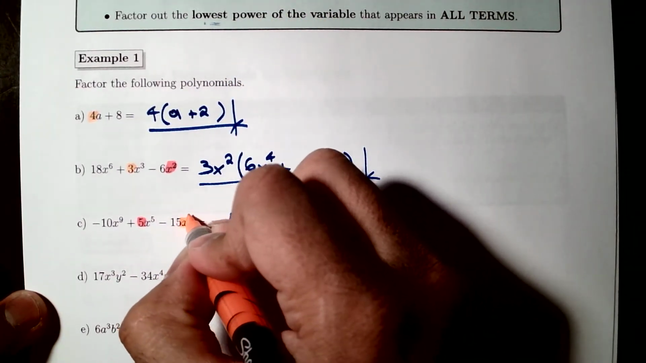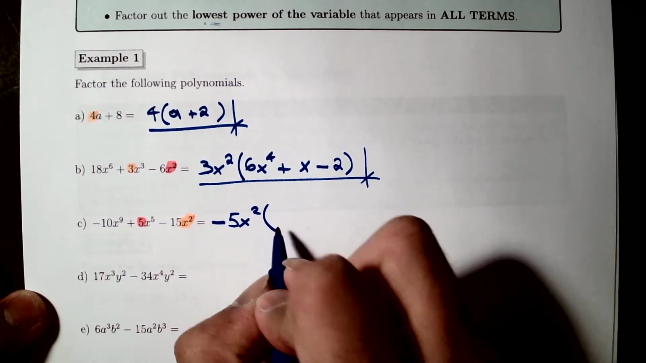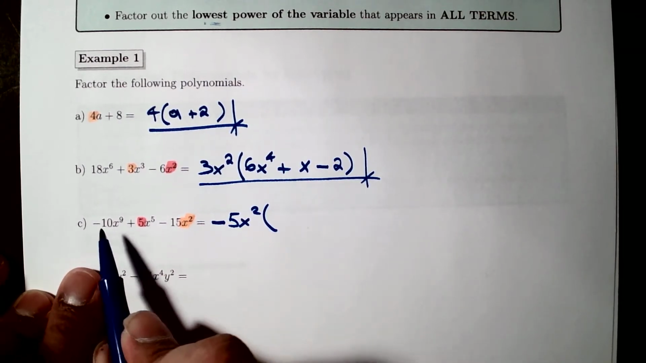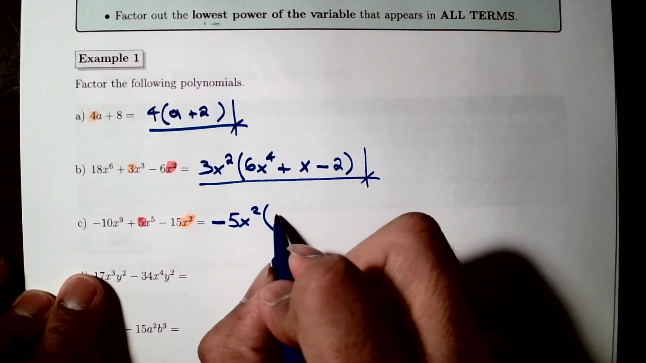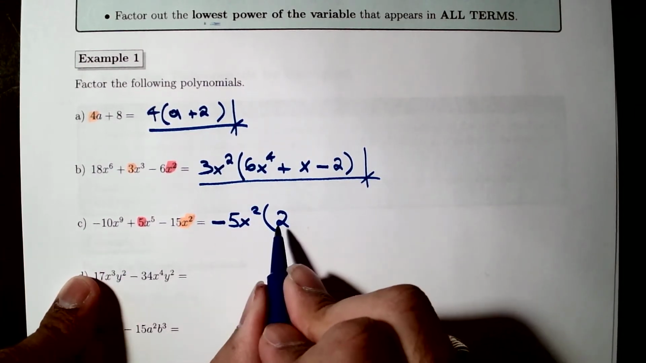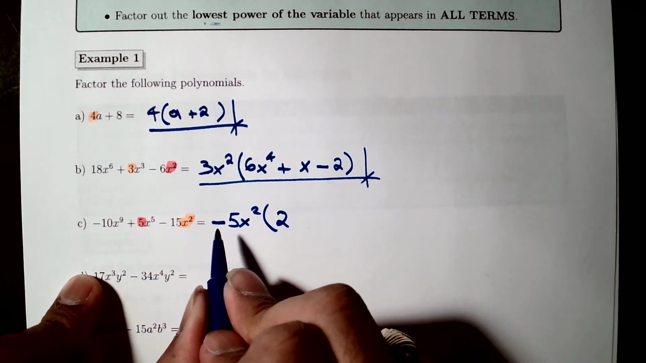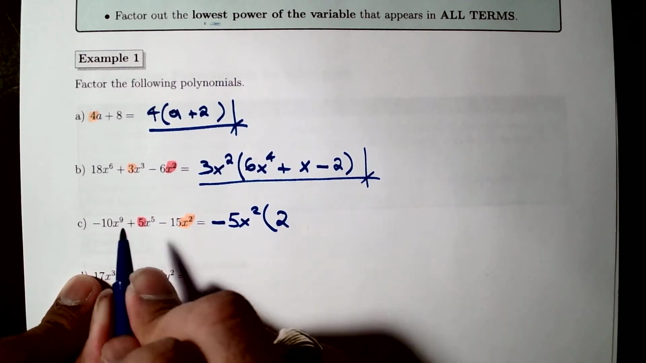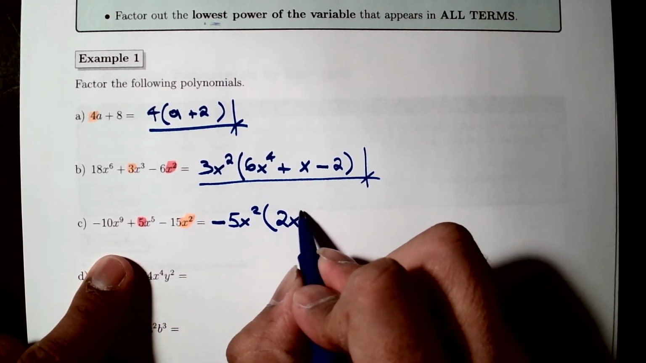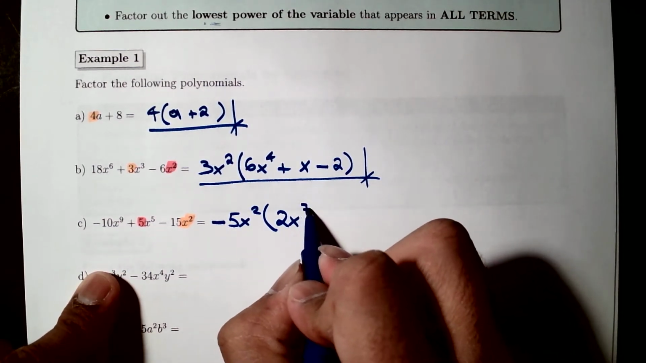So in this case, the lowest power of the variable that appears in all terms is x squared. So x squared times, now let's ask ourselves, 5 times what number equals 10 in this case? 2. Notice I'm changing this negative into positive because I factored out the negative, or another way to say this, negative times a positive is negative. So in this case, x to what power, that is 2 plus what number equals 9? That's a 7.